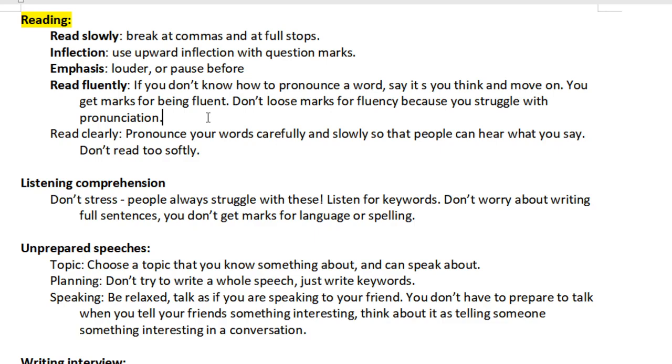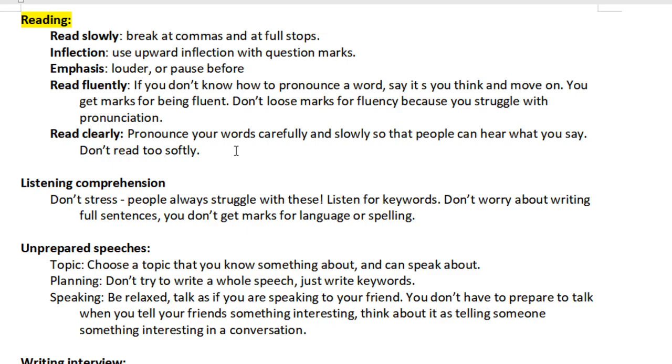Okay, let me add something there to just add in a question as well. Why would you want to lose marks on fluency when you do not need to? Alright, so that gives you an example of how to read. Because remember, reading out loud is not the same as reading for yourself. You're not reading so that you can understand, you're reading so that someone else can understand.